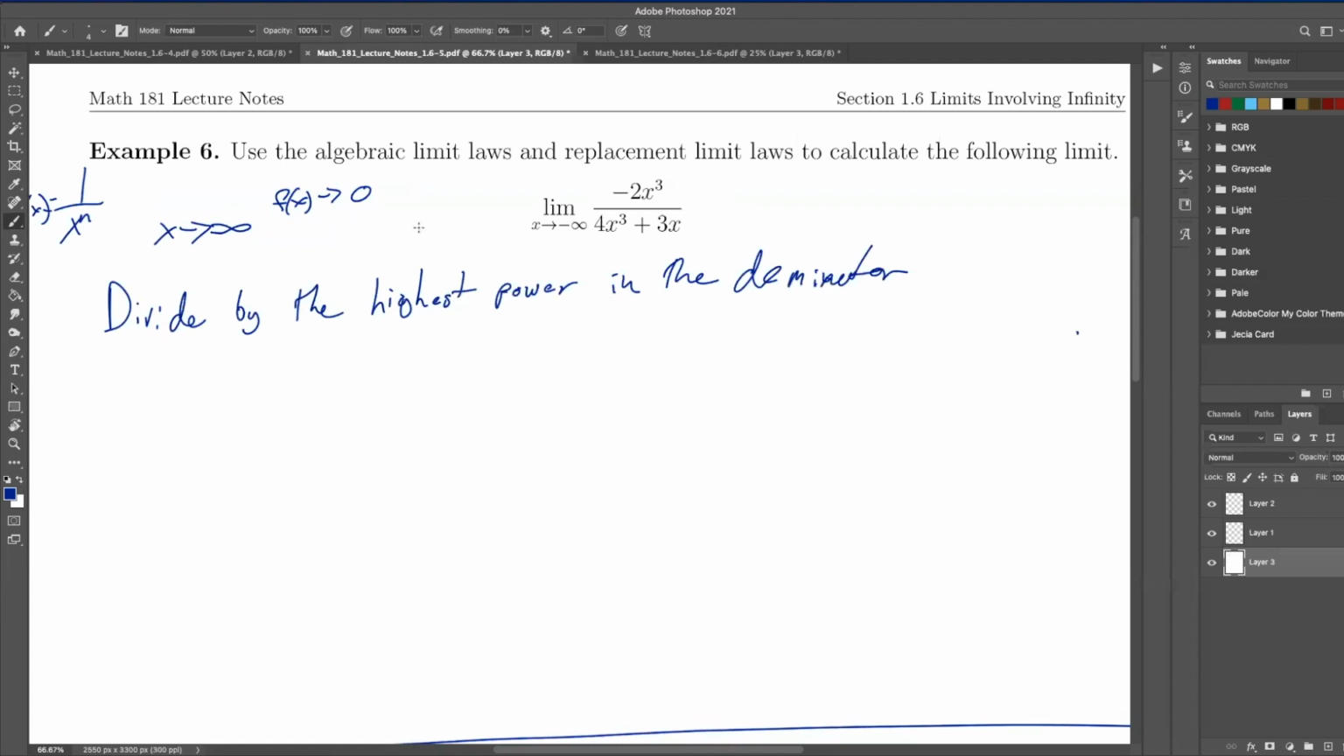So this is how you solve basically all rational functions, polynomial over polynomial: you're going to divide by this. Let me show you what that does. So this is going to take the limit as x goes to negative infinity.